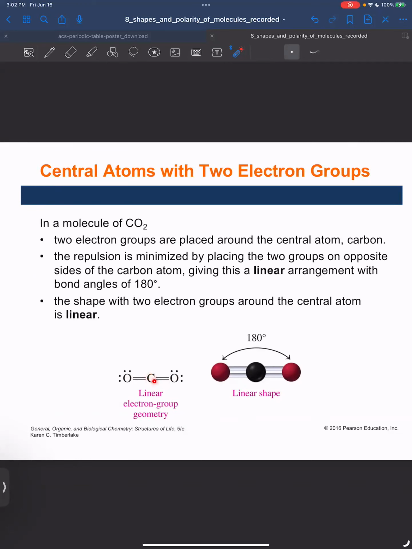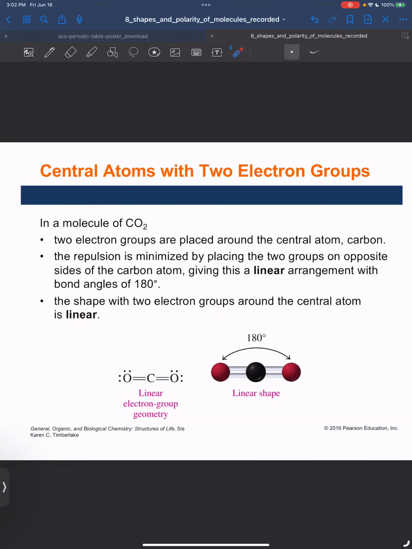So in the molecule of carbon dioxide, 2 electron groups are placed around the central atom. And those electron groups want to get as far apart as possible. The repulsion is minimized by placing the 2 groups on opposite sides. This gives what we call a linear shape and a bond angle of 180 degrees. So that's the largest bond angle it can form to get those 2 groups as far apart from each other as possible. So the shape with 2 electron groups around a central atom is called linear.